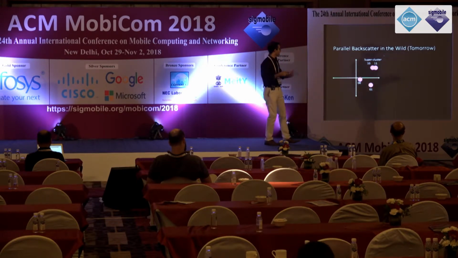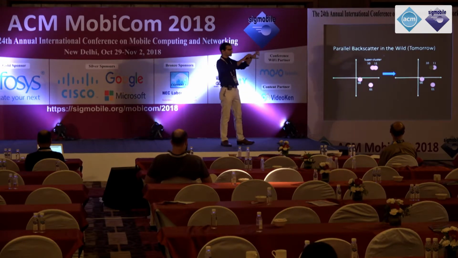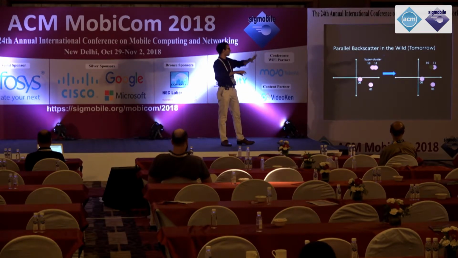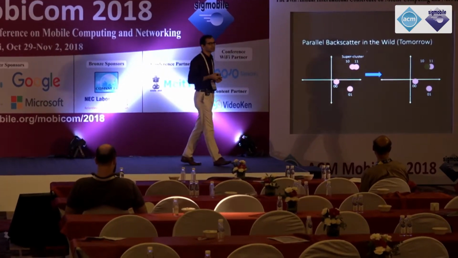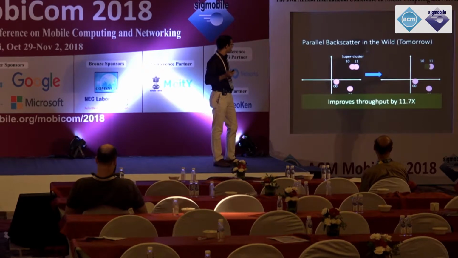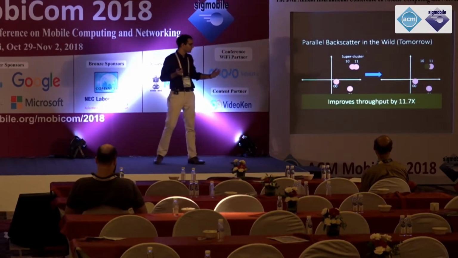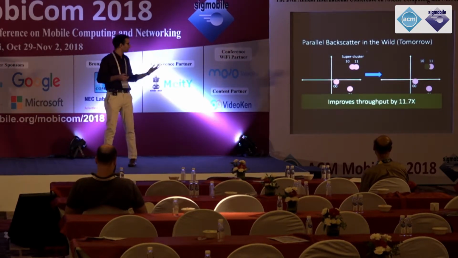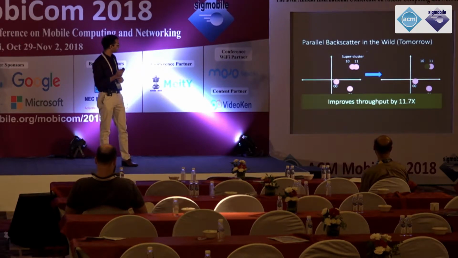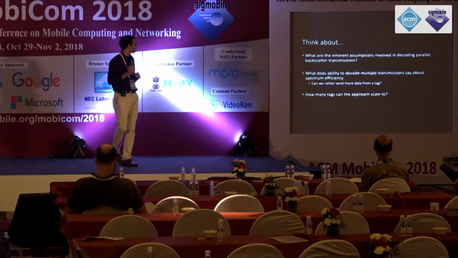And depending on that idea, they can separate these clusters into 2 different zones. So you can have one cluster for 1, 0 and one cluster for 1, 1. And this is a scheme that the authors called super clustering. And in the paper, they showed that this can improve throughput by up to 11.7x. So I'm very excited about this paper tomorrow.